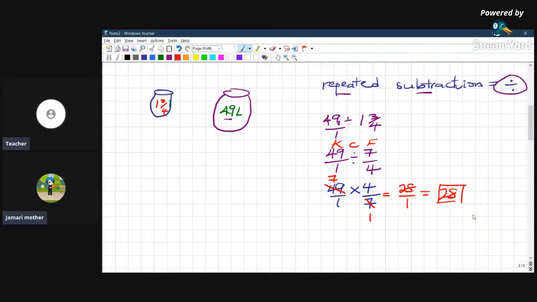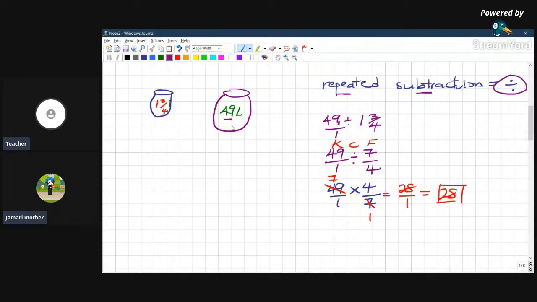So basically what we're saying is that if I had 49 liters in one big container, and I had another smaller container which could only hold 1 3/4 of a liter, 28 of those little ones can come out of this big one. All right.